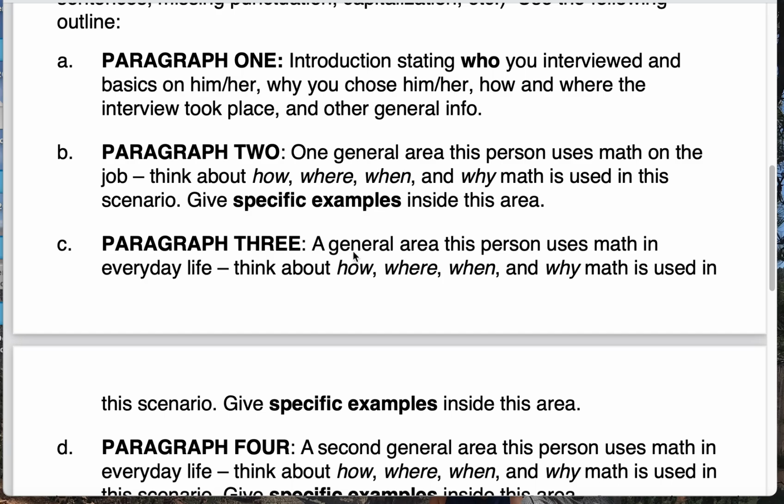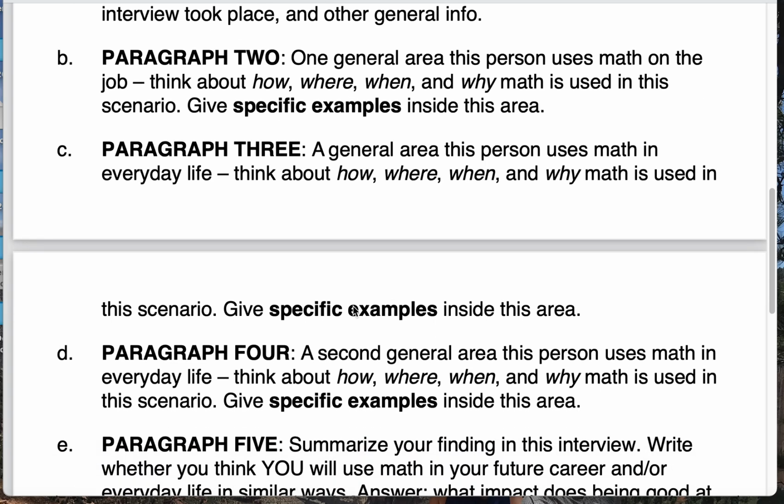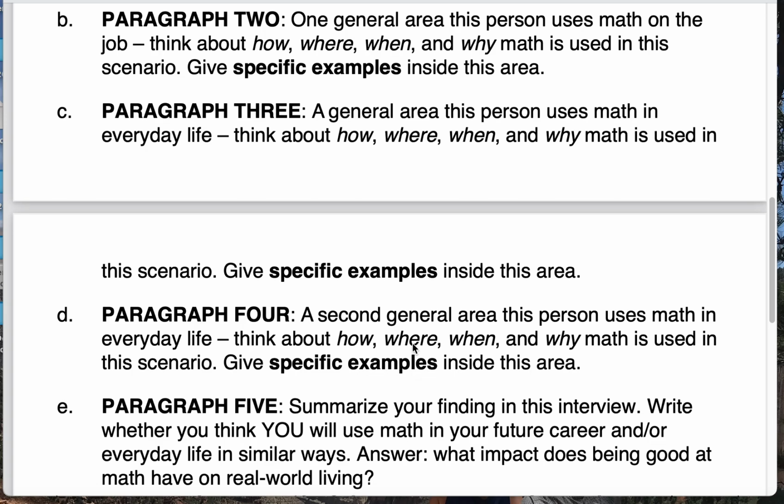Paragraph 3 will be similar to that. Except now, you're going to say a general area this person uses math in their everyday life. How, where, when they use it. Give specific examples again. Paragraph 4 is like paragraph 3. A second general area this person uses math in their everyday life.